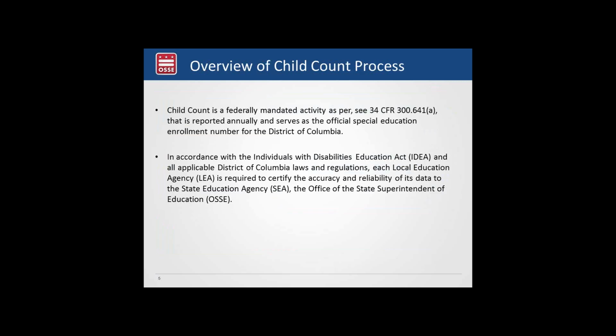Just a brief overview, child count is a federally mandated activity. It's reported annually and serves as the official special education enrollment numbers for the District of Columbia. In accordance with the Individuals with Disabilities Education Act, also known as IDEA, and all applicable DC laws and regulations, each local education agency is required to certify the accuracy and reliability of its data to OSSE, which is also the state education agency.